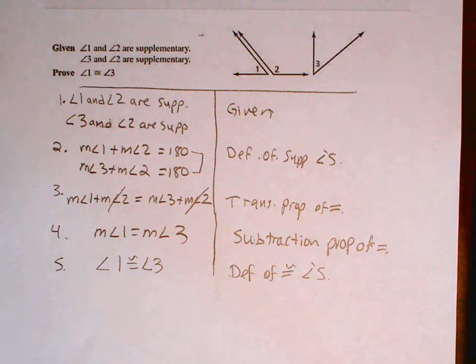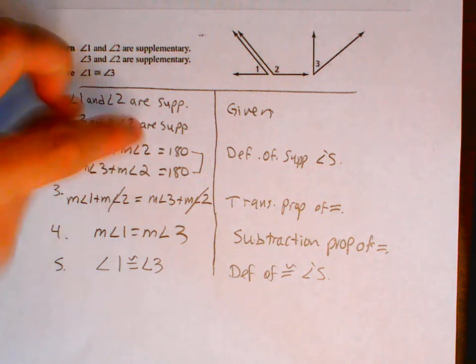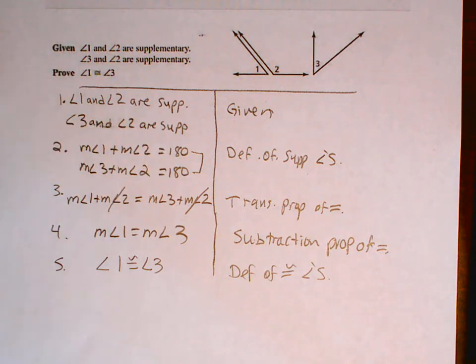If I wanted to prove the congruent complement theorem, everything would be the same except for those 180s. They would be 90 degrees. So if you want to prove them, you can prove them. If not, then don't. Okay, so that's example number 2. Let's look at example number 3.